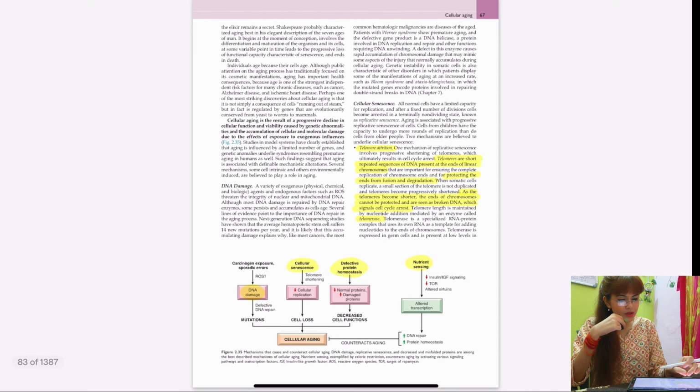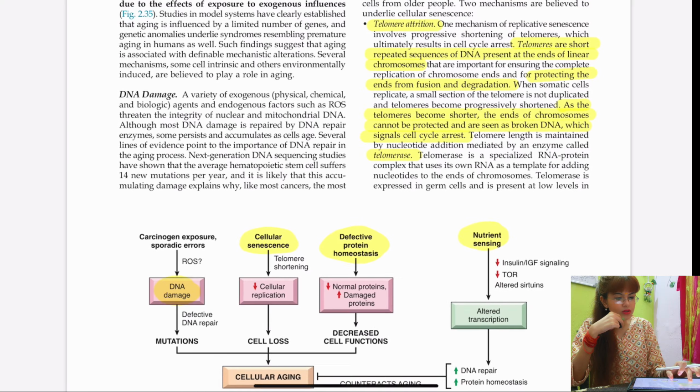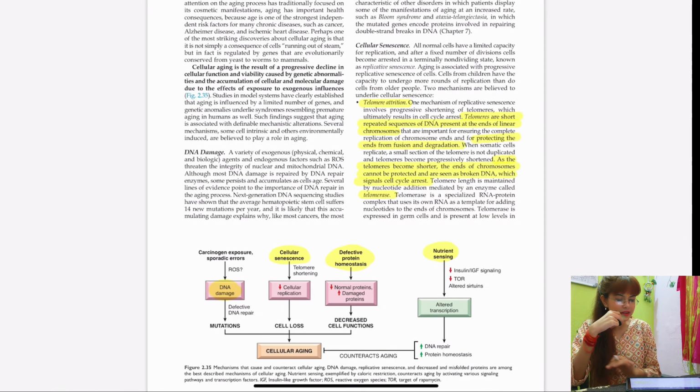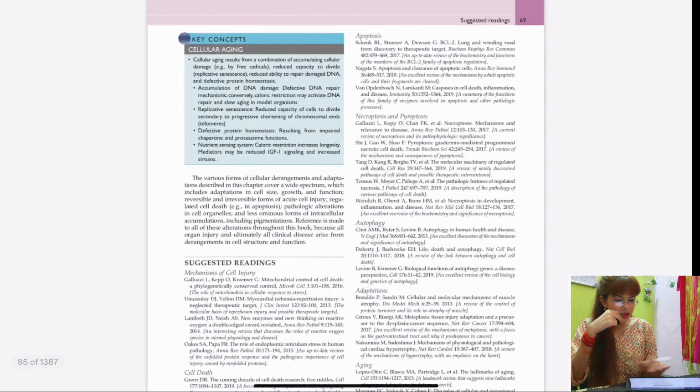Now coming to cellular aging, here you must know the importance of the telomere. I've already mentioned before that telomeres are short sequences present at the ends of the chromosomes, which protect the ends from degradation. The enzyme that functions here is telomerase. But once this enzyme stops functioning, this protection will not be there, and therefore these telomeres will become shorter. The ends of chromosomes cannot be protected, and they are seen as broken DNA, which will ultimately cause cell cycle arrest. Okay, so this is it.